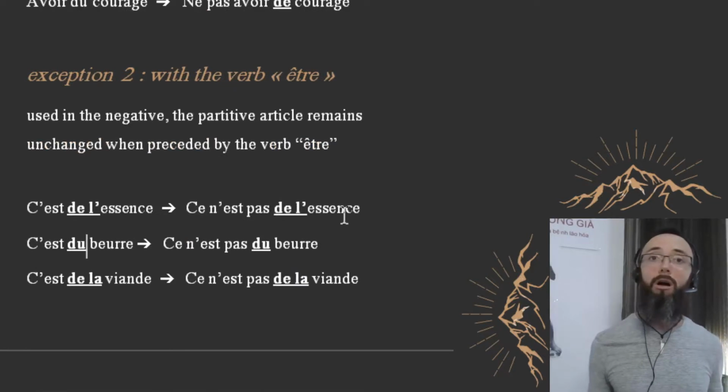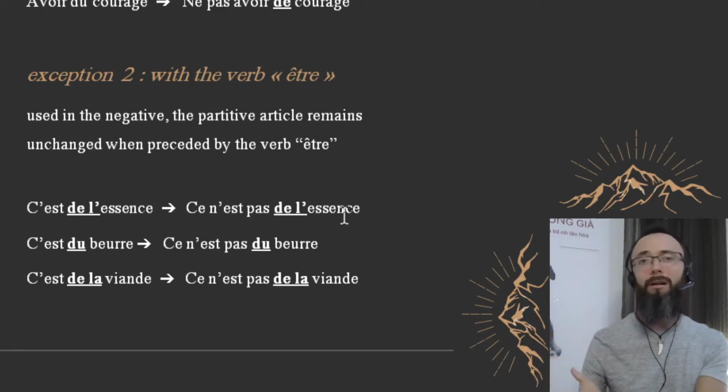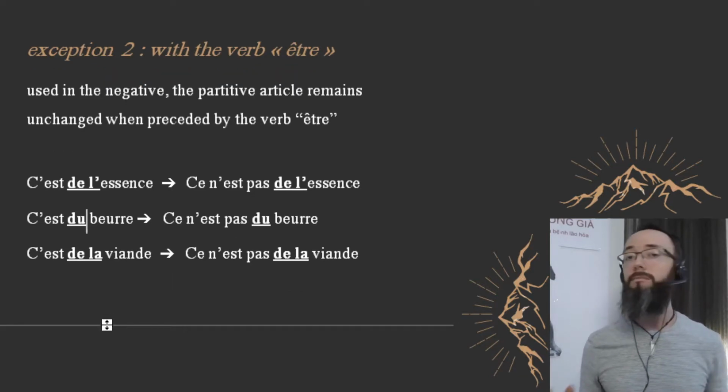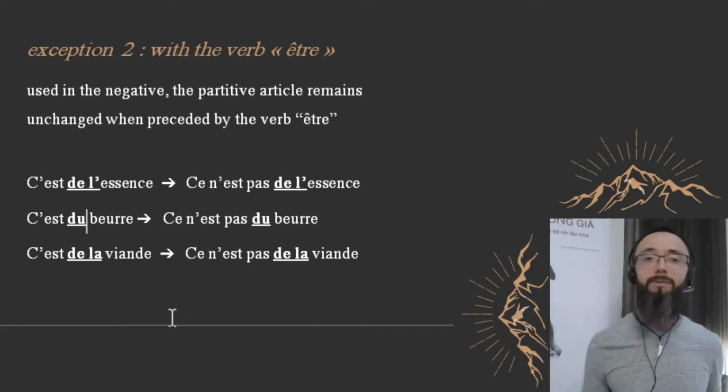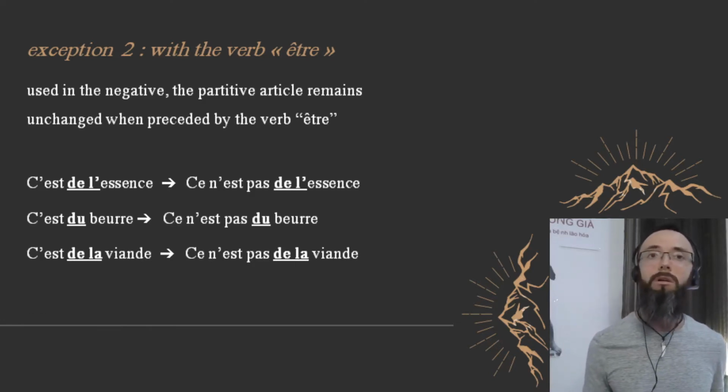C'est du beurre. Ce n'est pas du beurre. It is butter. It's not butter. I don't know what that is. It's definitely not butter. Ce n'est pas du beurre. C'est de la viande. Ce n'est pas de la viande. Okay? That was exception number 2.